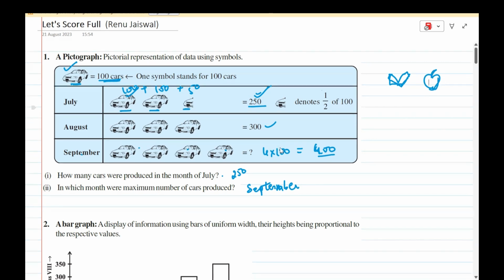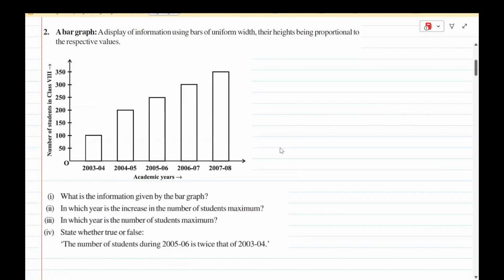Now let's move to the second one, that is the bar graph. So what is it? A bar graph is a display of information using bars. Bars means like this, vertical lines with some width. All the bars have to be of uniform width, meaning they have equal width, maybe 1 centimeter or even 1.5. But most of the time, since we draw a graph on graph paper, we keep it 1 centimeter, but it is not necessary. You can keep any width, but it has to be equal.